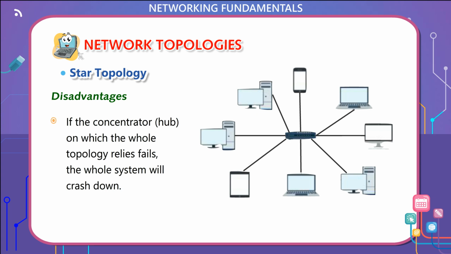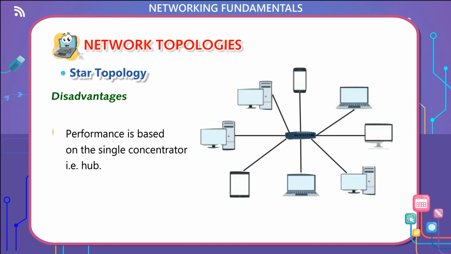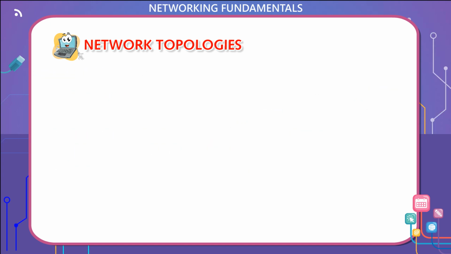Disadvantages. If the concentrator hub on which the whole topology relies fails, the whole system will crash down. Cost of installation is high. Performance is based on the single concentrator, that is, hub.